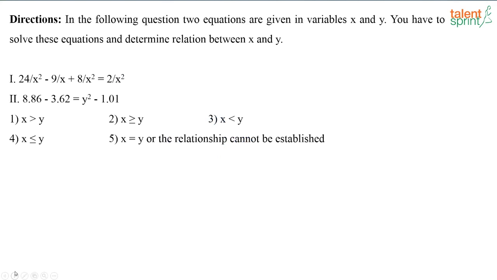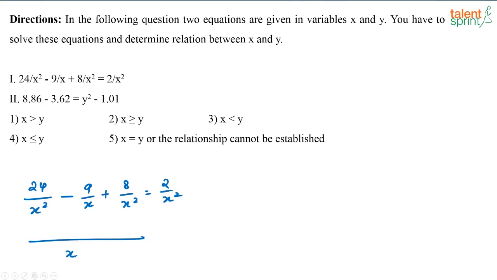Yes, x is greater than y. Okay, let's try it out. So what is given here? See, don't get scared when you see this divided by x squared, divided by x. Actually, whenever it comes like this, it's even easier. So how will you solve this? What is the first equation? 24 by x squared minus 9 by x plus 8 by x squared, that is equal to 2 by x squared. So the LCM I am going to take as x squared. So here I will have 24 minus 9x plus 8, that is equal to 2 by x squared.